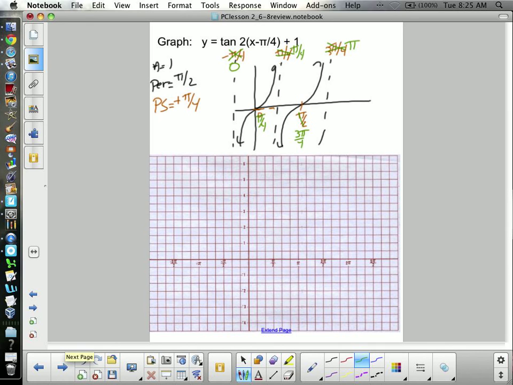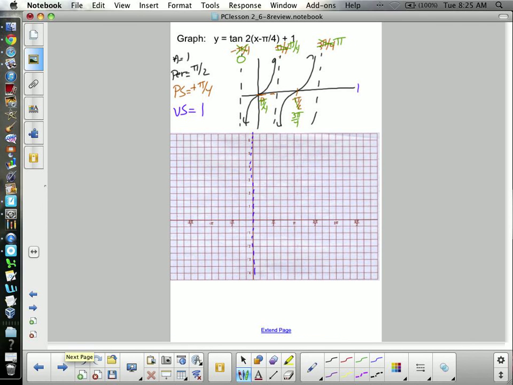And we have a vertical shift. How much is our vertical shift? 1. All right, so this becomes 1. So my asymptotes are now at 0, pi over 4. I'm sorry, that should be pi over 2. I miswrote that. And at pi, instead of crossing at pi over 4, 0, we're at pi over 4, 1 now, and 3 pi over 4, 1, so my function looks something like this.